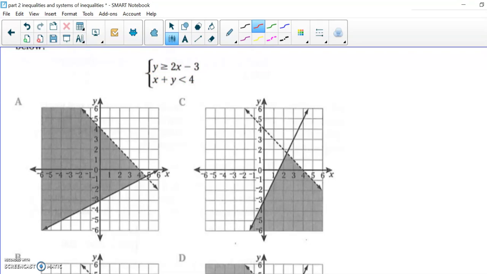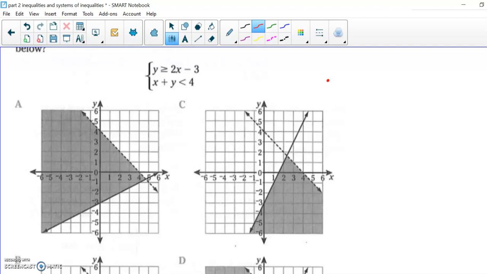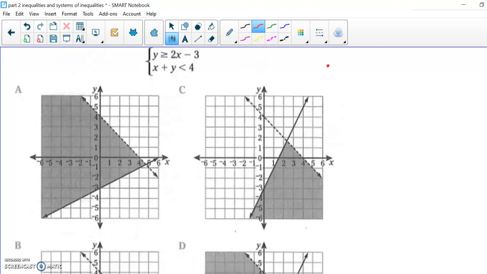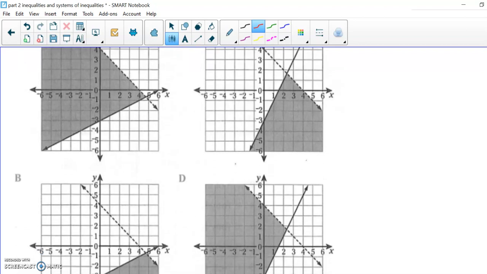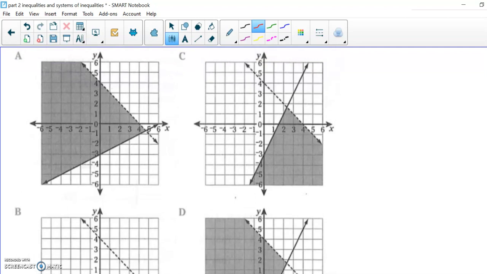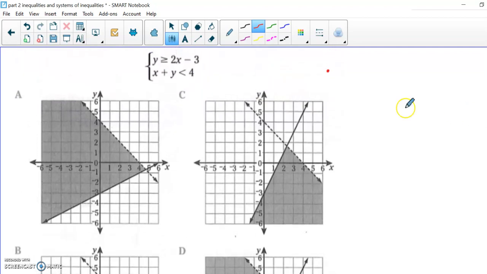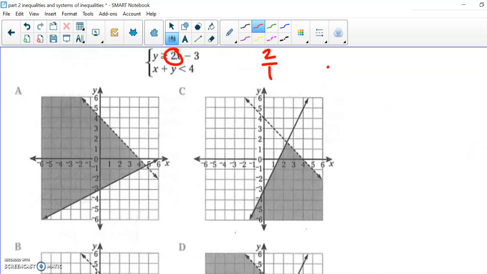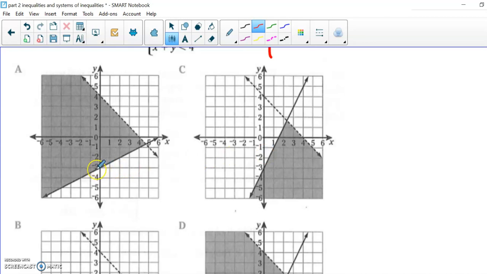So let's see if we can eliminate any answers. I'm looking for a solid line going through -3. And it looks like all four of them have a solid line going through -3. So the next thing I look at is my slope. I have a slope of +2, which means we rise 2, run 1. So from the -3, I rise 2, run 1. You can see this line is messed up, so I know A is wrong.